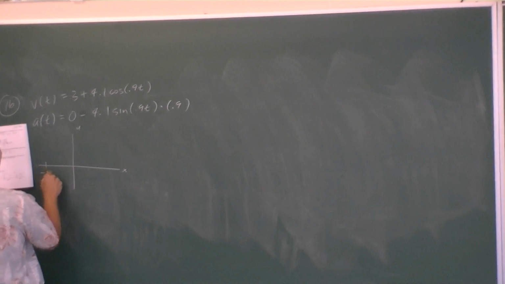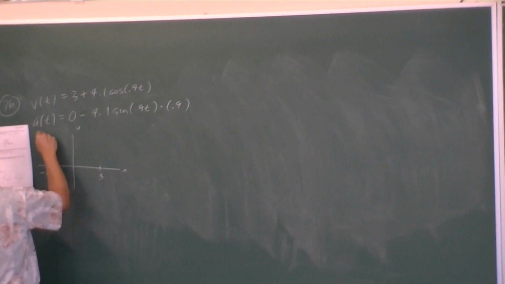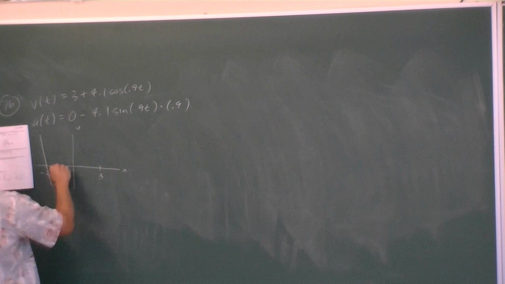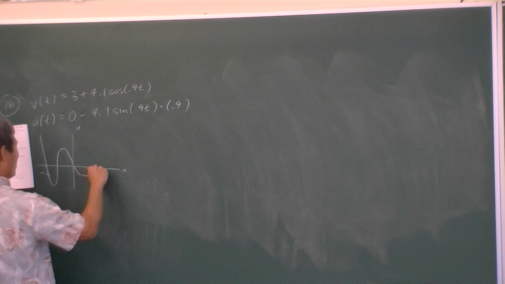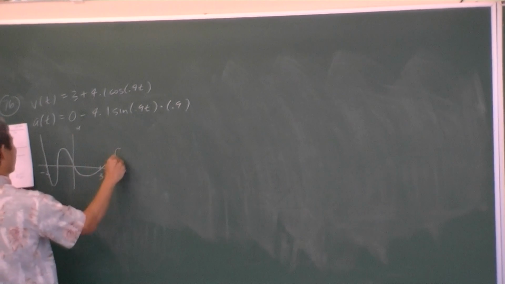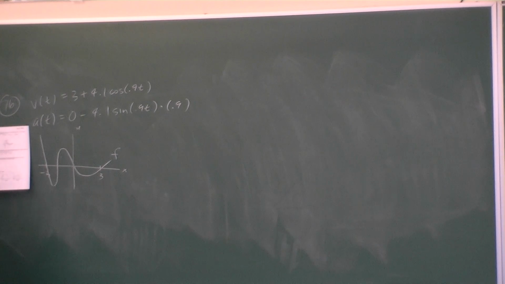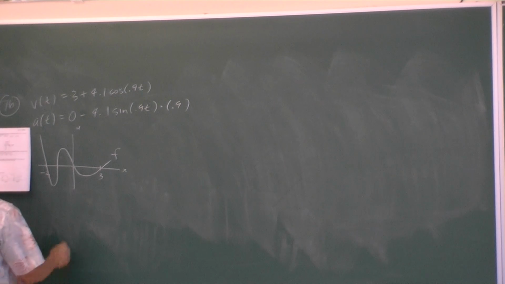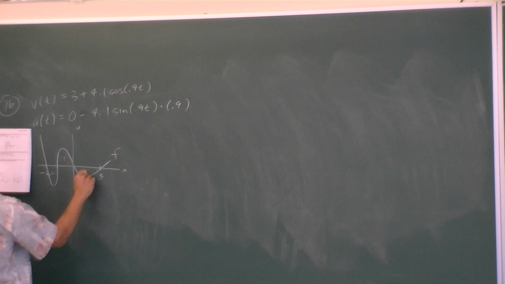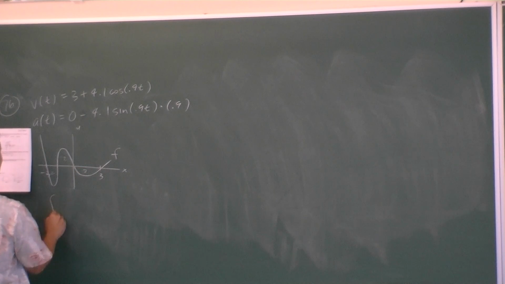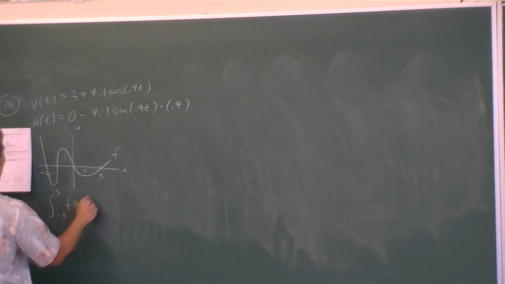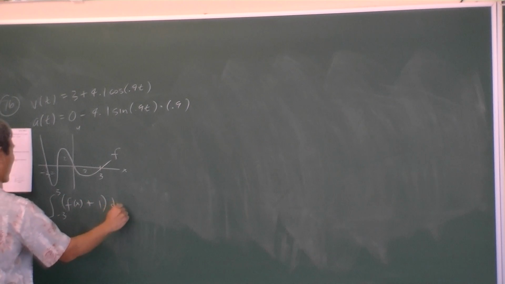So here's negative 3, and there's 3. We have a graph that looks like this. Ooh, and this is the graph of f. If the area of each region is 2, so 2, 2, 2, what is the value of the integral from negative 3 to 3 of f of x plus 1 dx?